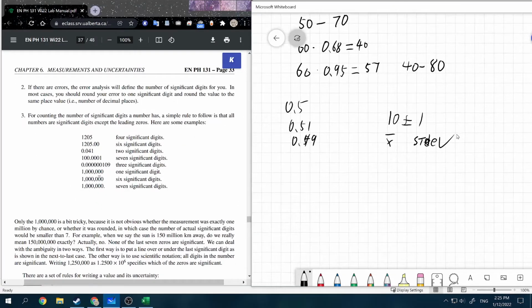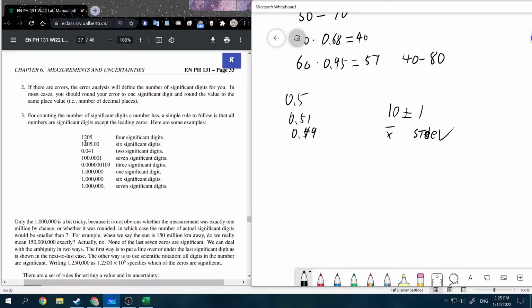If we come here, in this one, you have probably already learned this in high school. You have 4 single digits for the first one. For this one, you have 6 single digits because you have a 0, 0. It doesn't matter if it's a 0, 1 or 0, 5. As long as you have something here, it counts towards your single digit. In this one, you have only 2 single digits because anything before the 4 doesn't count. In this one, all those numbers count because you have a 1 in the end.